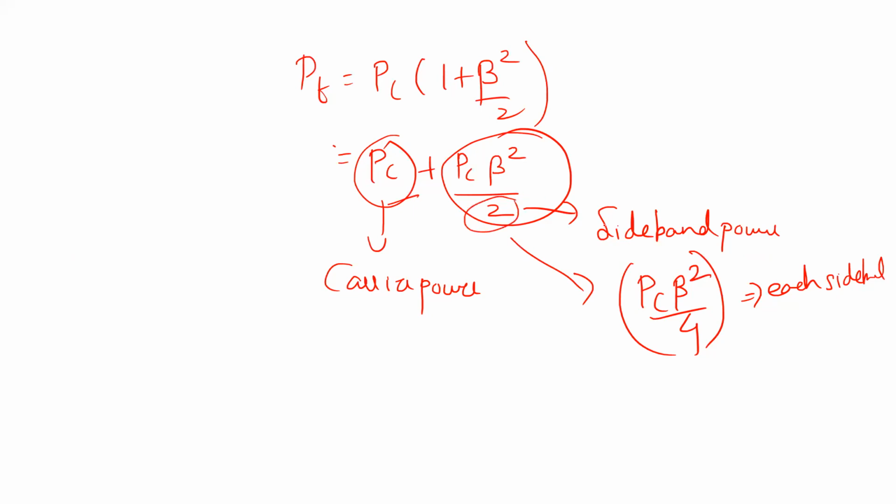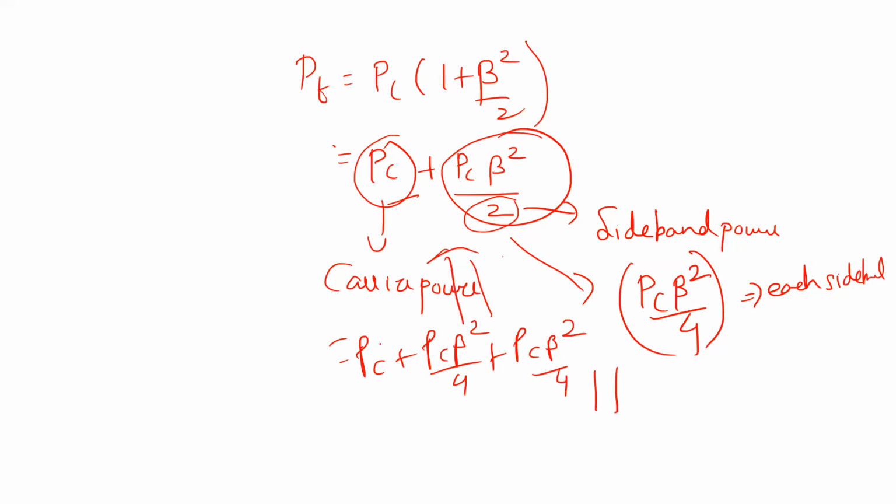If I further divide it, it will be this way. Ideally it is this way. Each sideband: Pc plus Pc beta square by 4 plus Pc beta square by 4. Any doubts in this? This is the carrier, and this is the total sideband power. Okay.